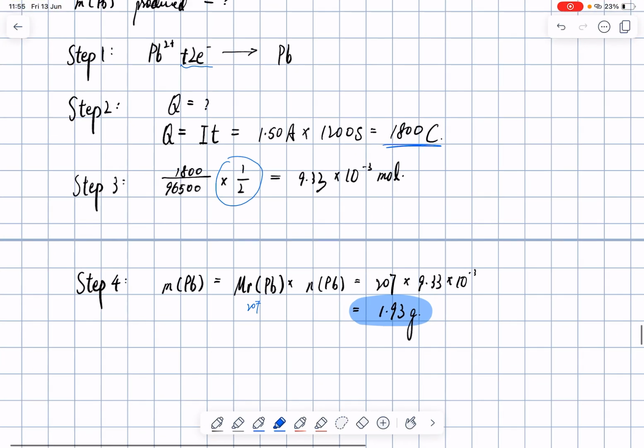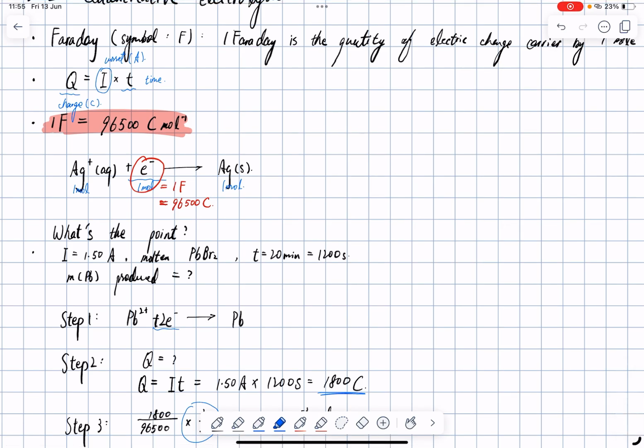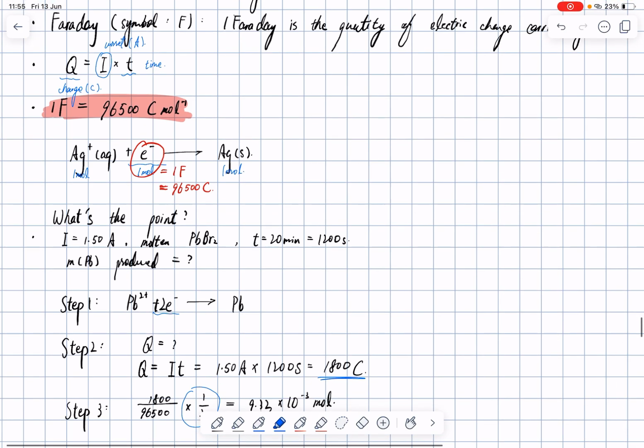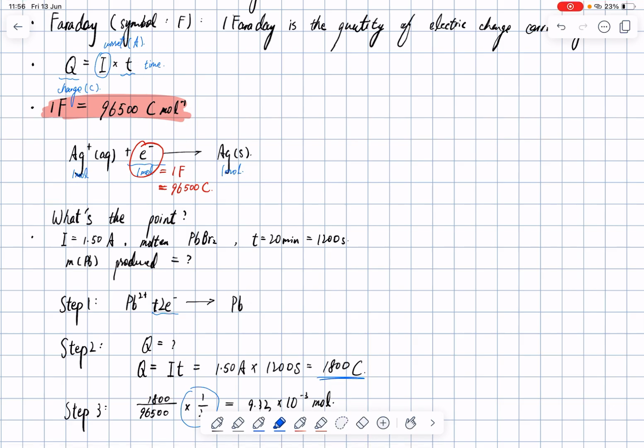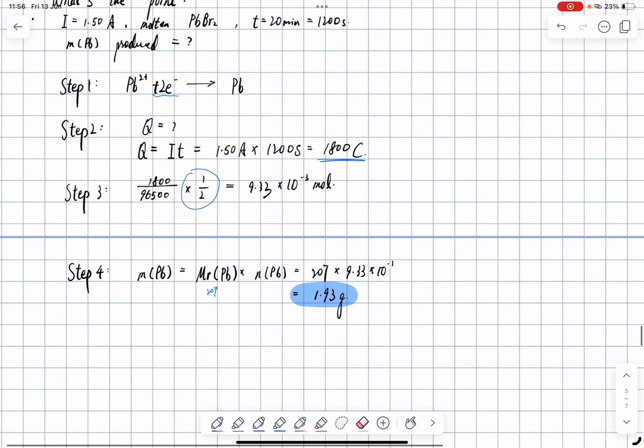So we see this is just a simple application of Faraday and the formula Q equals I times T. It is based on our general knowledge of electricity, charge, and chemistry. It's just basic chemistry.